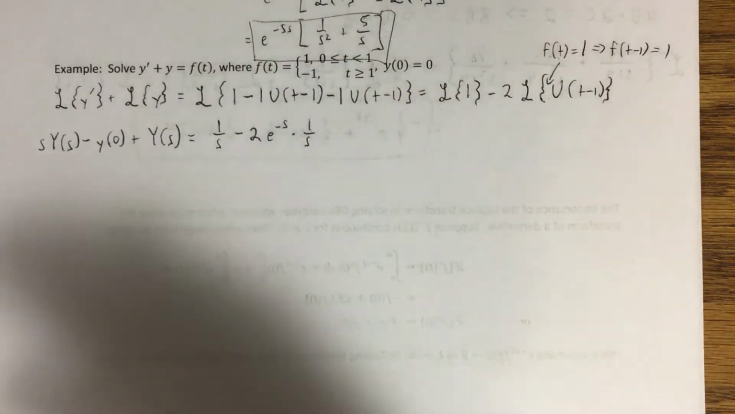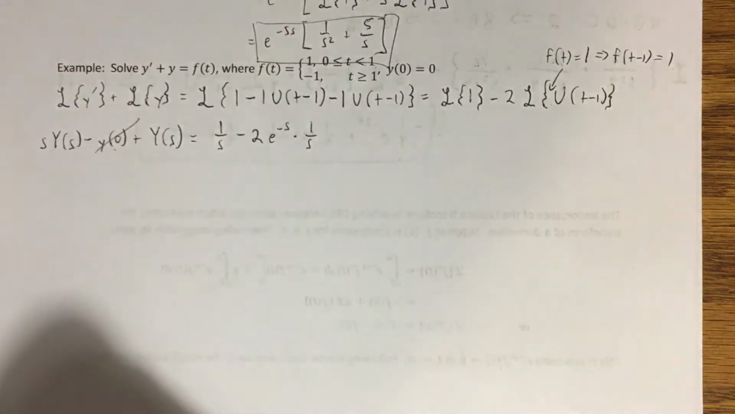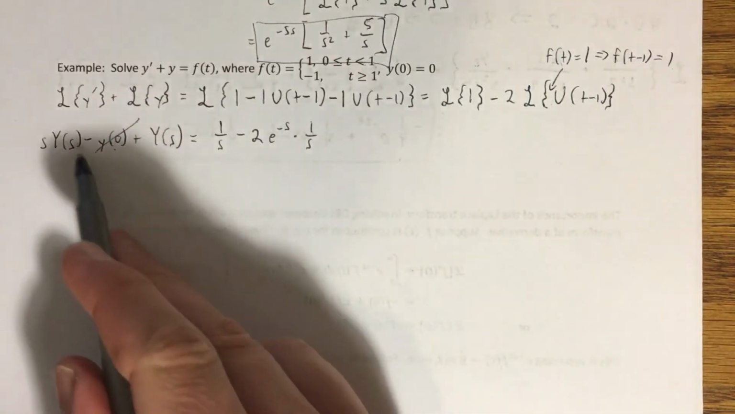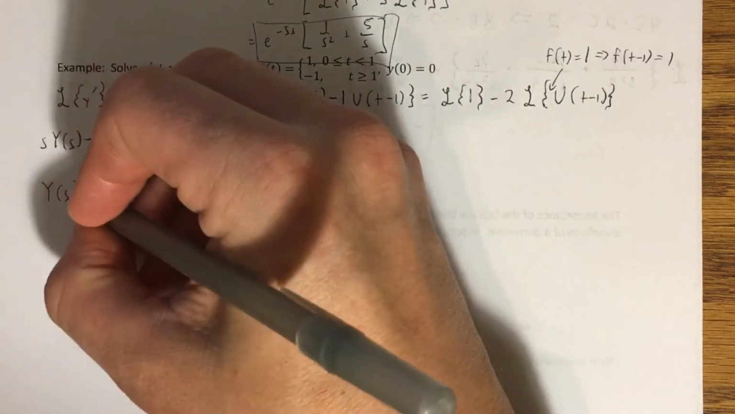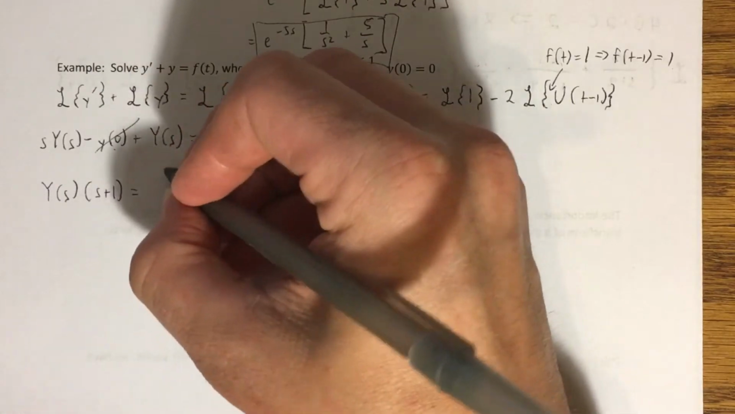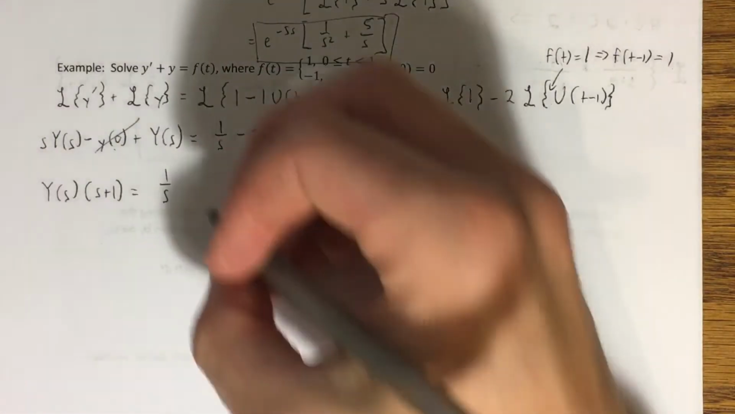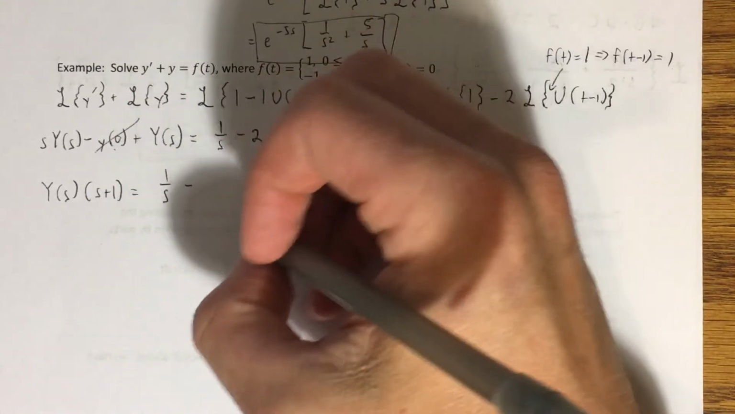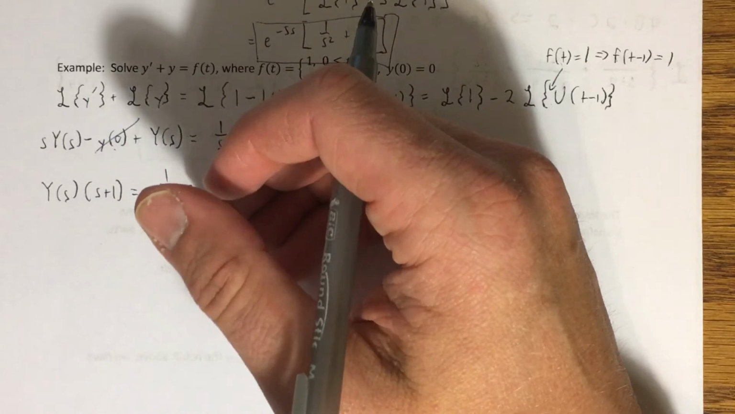Okay? So simplifying things down, my initial condition tells me that this is equal to 0, so I'll get rid of that. And then combining these terms, I'm going to get y of s times s plus 1 equals 1 over s minus, let's do this. Let's call this, actually, hold on, how did I write this before?